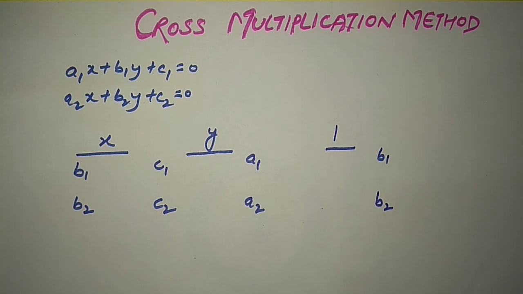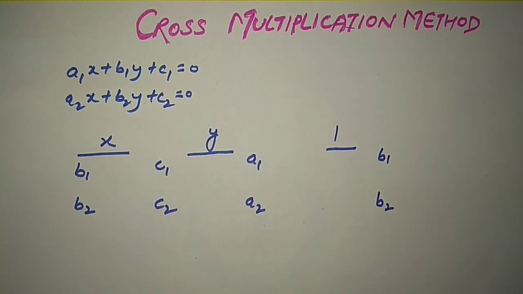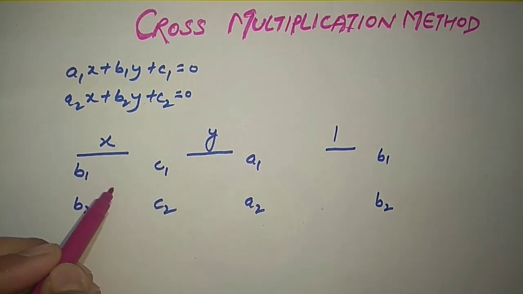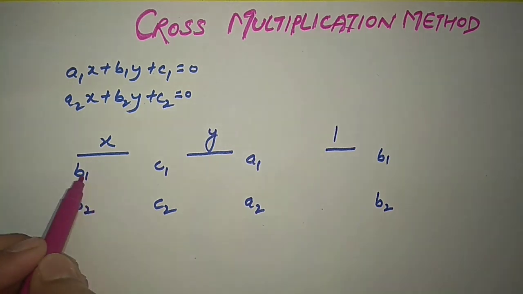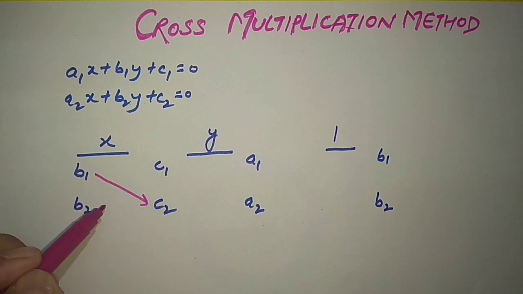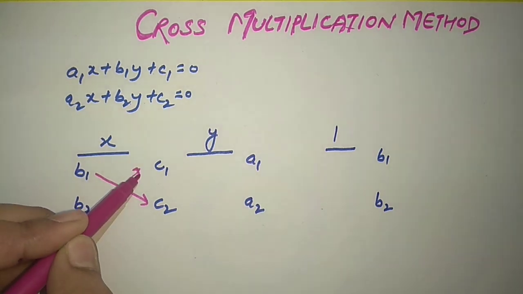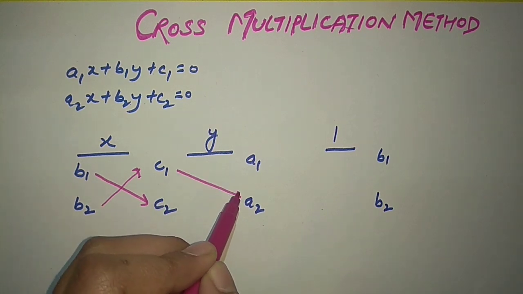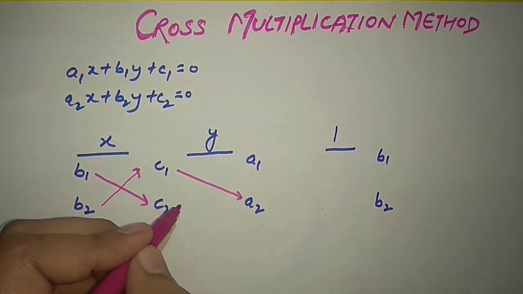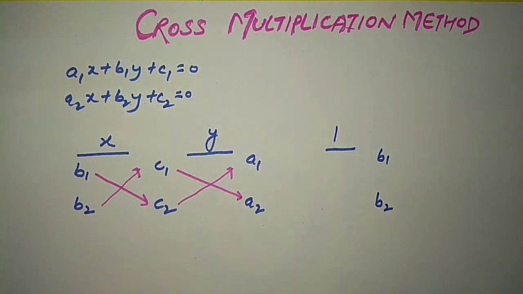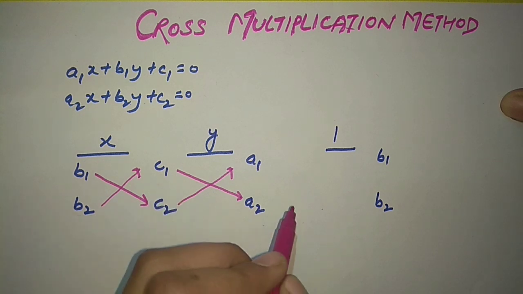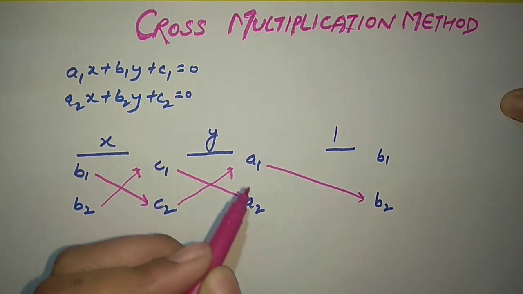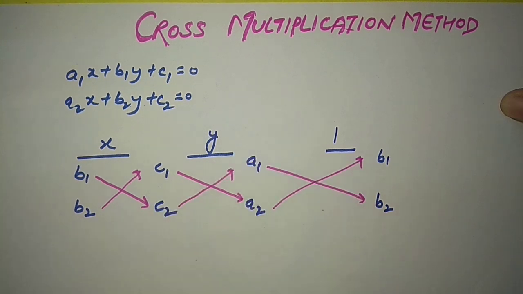So now what we have to do is cross multiply them. First we have to multiply from here to here, b1 into c2 minus b2 into c1. Then again c1 multiply by a2 minus c2 multiply a1. Then again a1 multiply b2 minus a2 multiply b1.